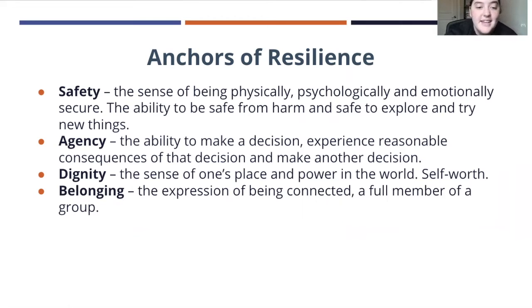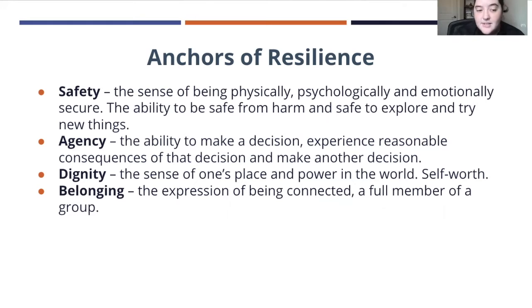Many of the beliefs and values that we hold dear often can be attributed to one of these 4 elements of support. So we have safety, the sense of being physically, psychologically, and emotionally secure. You can also think of this as being safe from harm, safe to explore, try new things, feeling safe enough to take a risk. And then we have agency, which is the ability to make a decision, experience reasonable consequences of that decision, and then make another decision. Dignity, a sense of place and power in the world, and then belonging, feeling connected and like a member of a group.